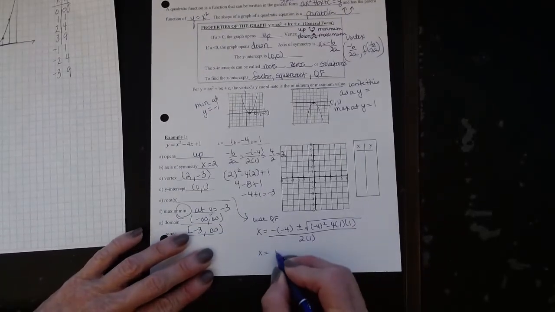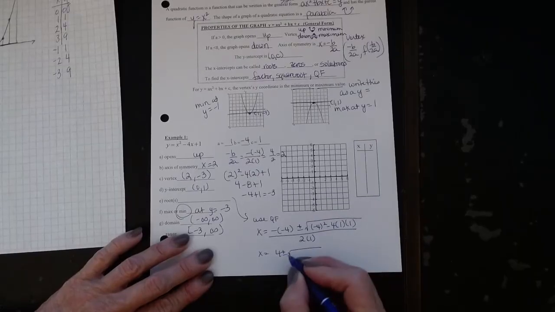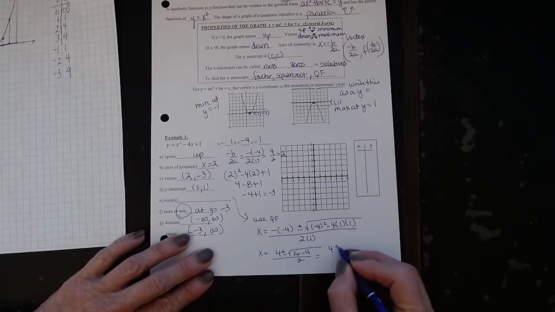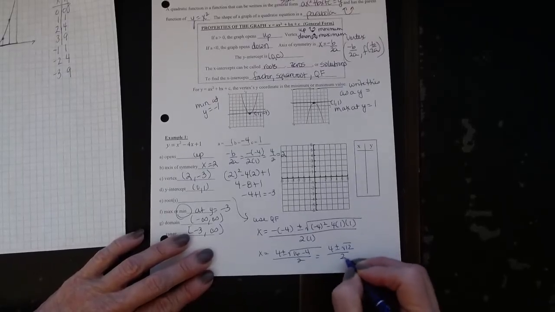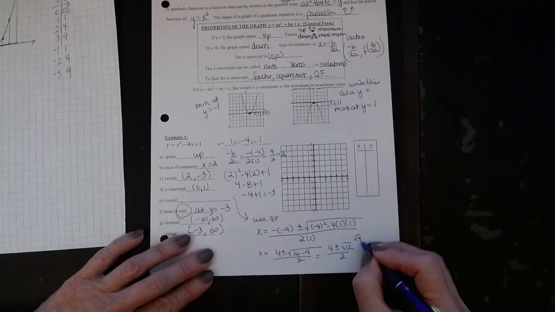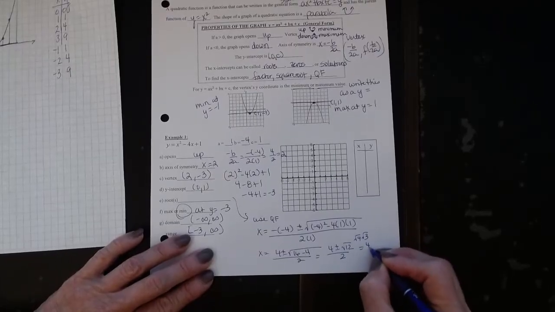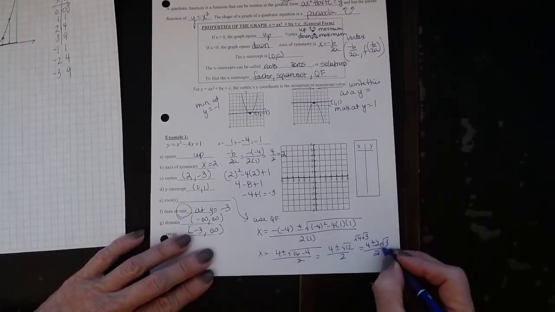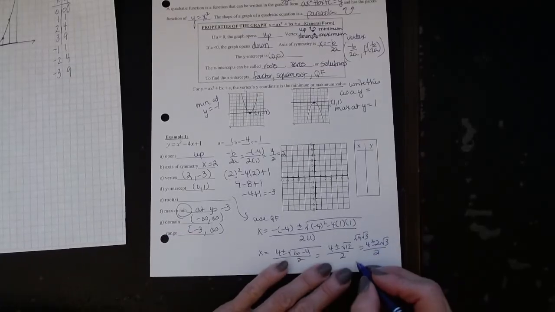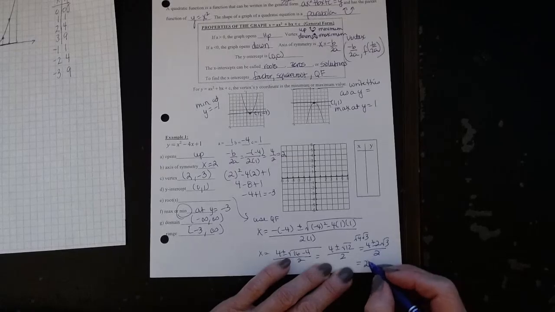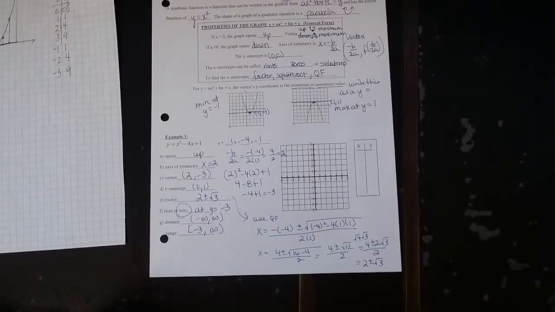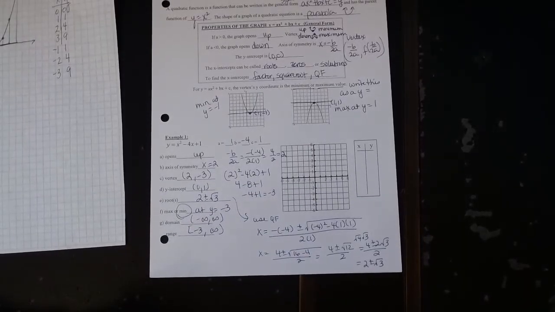So x equals positive 4 plus or minus the square root of 16 minus 4, which is 12. 4 plus or minus root 12. 12 breaks down to 4 and 3. So I get 4 plus or minus 2 root 3 over 2. And I can reduce right here. So I'd get 2 plus or minus root 3. Those are my roots. I do not have to write it as an intercept because it didn't ask for that. Okay.